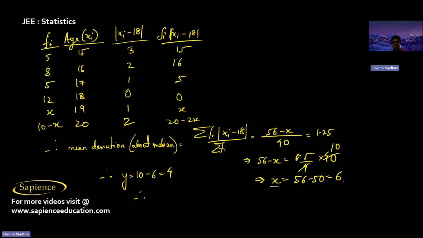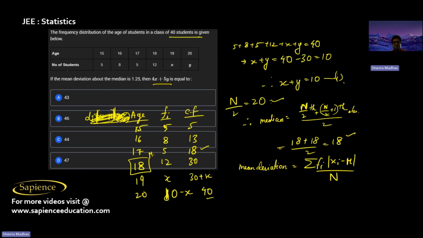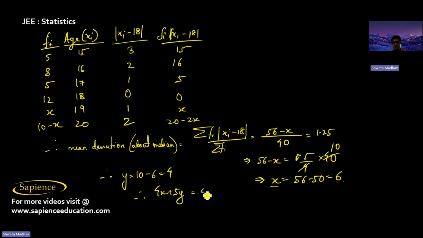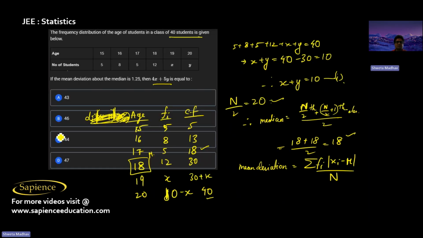So now we have to find out the value of 4x plus 5y. 4x plus 5y is 4 into 6 plus 5 into 4. So this is 24 plus 20, that is equal to 44. So option C is the correct answer.